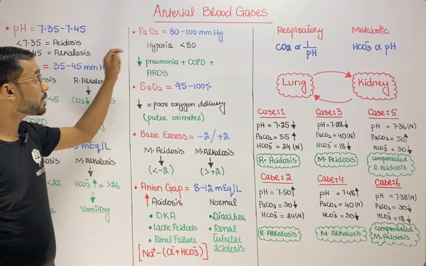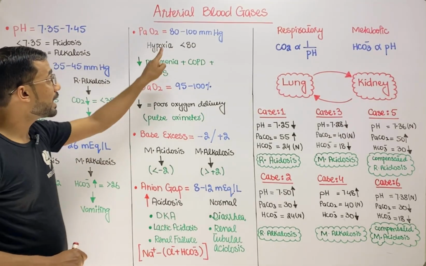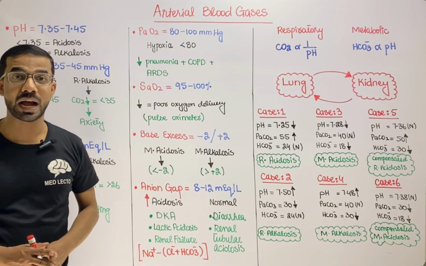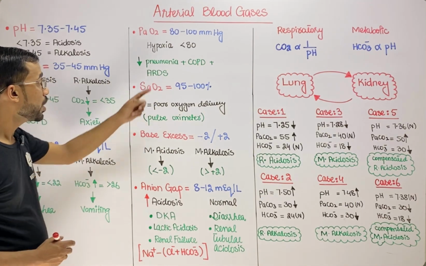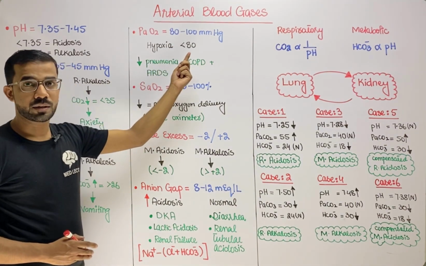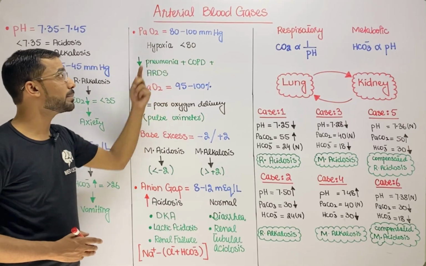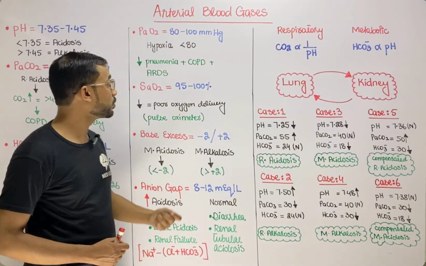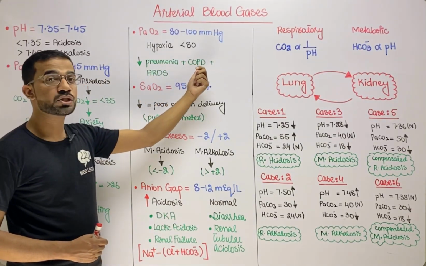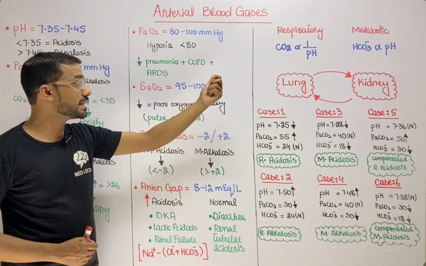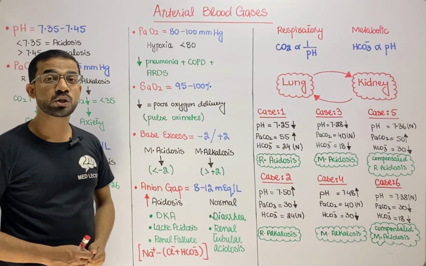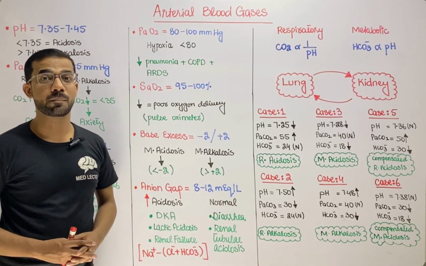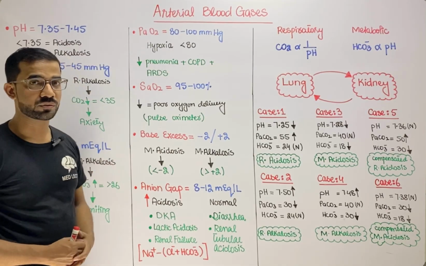Next is the partial pressure of the oxygen in the artery. So 80 to 100 mmHg. Oxygen pressure will be high in the arteries as compared to the veins. So if the oxygen pressure is less than 80, then it will be hypoxia. In what condition will you see that the patient is hypoxic? You can see it in pneumonia, in COPD, chronic obstructive pulmonary disease, and ARDS, acute respiratory distress syndrome. All these things are linked to the lungs, pulmonary. So that is the partial pressure of the oxygen.